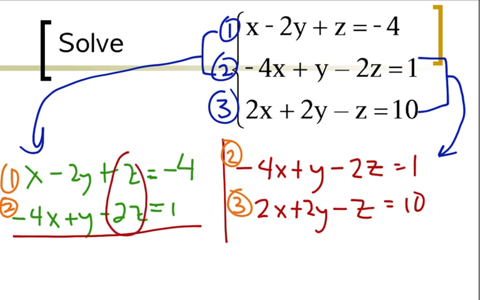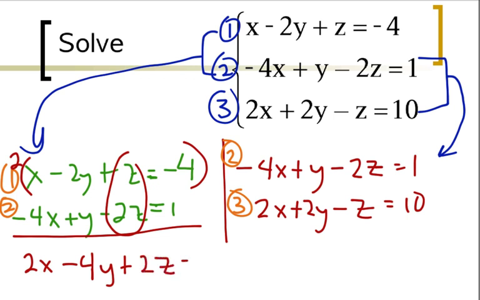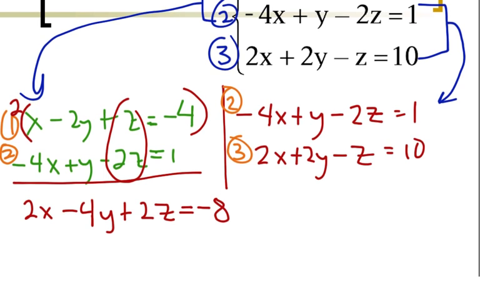So what that means is I'm going to need this top equation to turn into a positive 2z. So I'll do that by multiplying the top equation by a 2. So if I multiply these all by 2, I'll end up with 2x minus 4y plus 2z equals negative 8. And then I go ahead and bring the second equation down. So negative 4x plus y minus 2z equals 1.